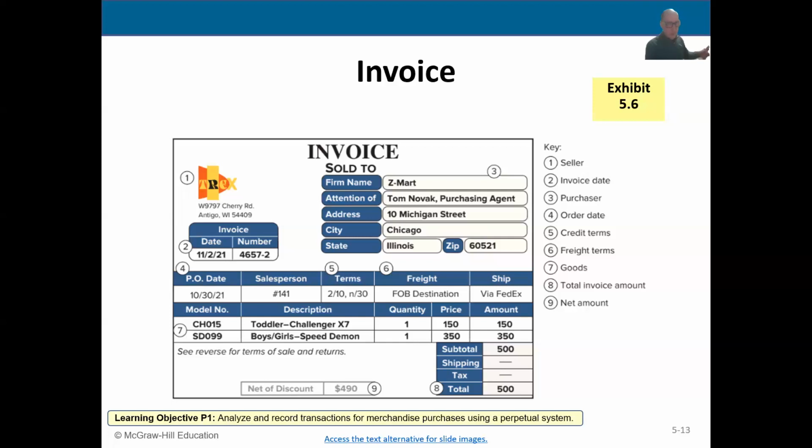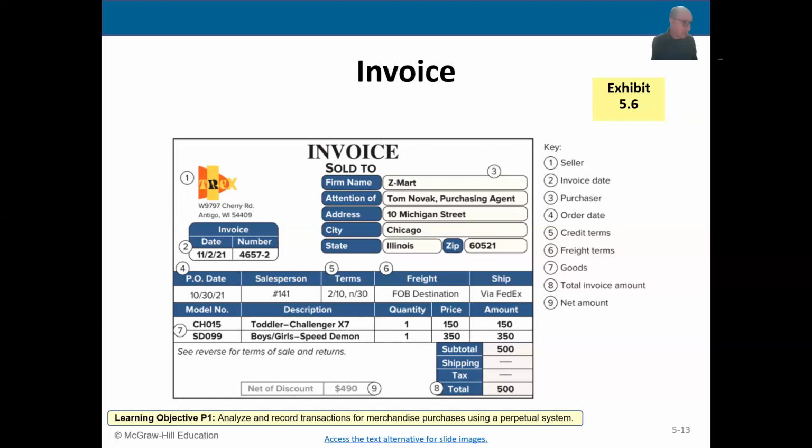And then number 7 on the invoice shows what you ordered, how much of quantity, the price of each item, and of course the total. And then number 9, you see the net of discount. Because we have 2/10 net 30, 2% discount if paid within 10 days, otherwise the whole amount's due within 30 days. If I pay that $500 within 10 days, I'm only going to pay $490 because of the 2% discount, you see? If I pay after that 10 days, I owe the full $500.